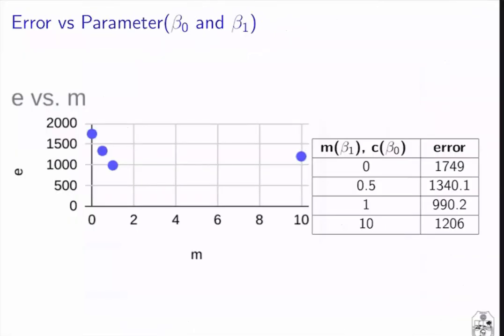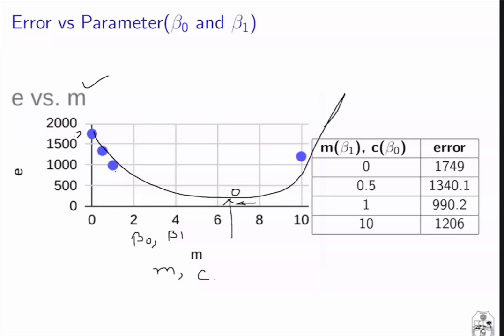Now, if you plot a graph of error versus our points like beta 0 or beta 1, or m, c, the graph is like this. Here earlier 1749 for 0, then for 0.5 it was 13.40, for 1 it was 990.02. So the graph is like this. And the point at which the error was 0, we are interested to know which point that is. The gradient descent algorithm helps us to find this point.